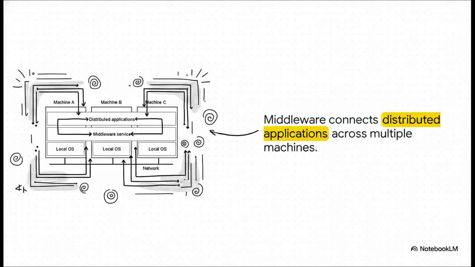And a lot of that magic comes down to something called middleware. This diagram here shows it perfectly. Middleware is this software layer that lives between the applications you use and the operating system on the machine. It stretches across all these different computers, basically creating one big, unified platform. It lets all the separate parts of an application talk to each other without having to sweat the details of the network or what OS is running where.